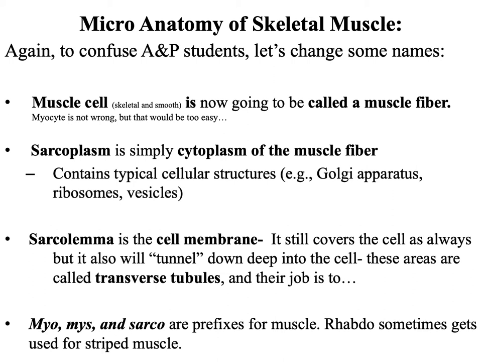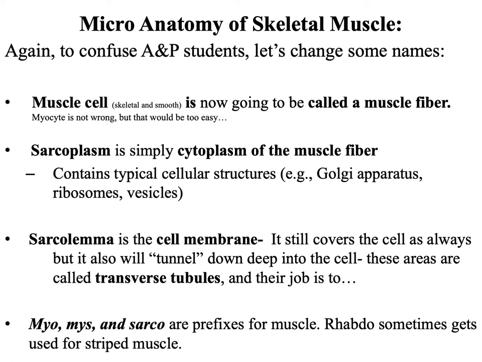All right, so to confuse A&P students, we're going to change some names. Let's get into that microanatomy of a cell, the skeletal muscle cell. So now, instead of calling that muscle cell a muscle cell or a myocyte, we're going to call it a muscle fiber. The cytoplasm of a muscle cell, also now called a muscle fiber, is called sarcoplasm.